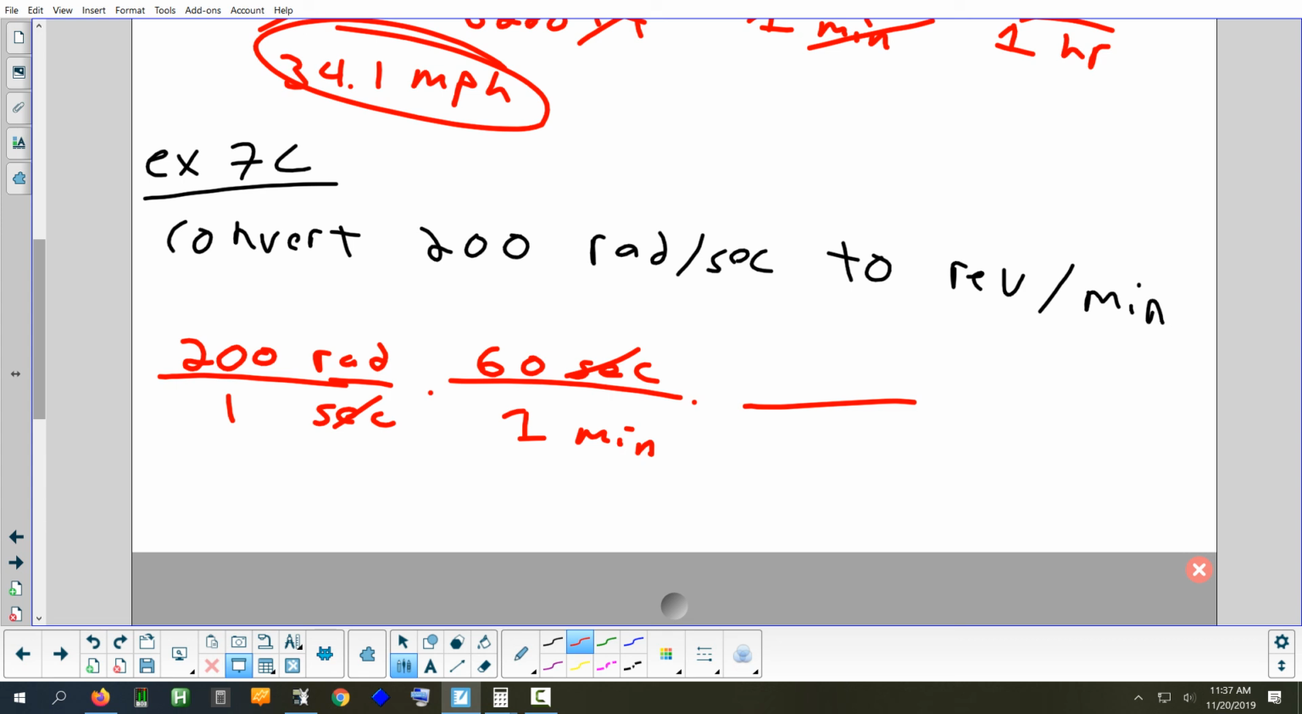Where do we want radians? Bottom. 2 pi radians, 1 rev. Radians is gone. We can even just divide this 2 into there, just to make it a little simpler. You could divide the 2 into anything in the top, but I divided 2 into 200. So I'm left with 100 times 60, which is how much? 6,000 divided by pi. So it's a little under 2,000. What's that going to be?